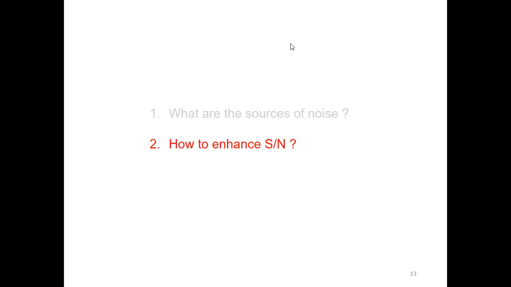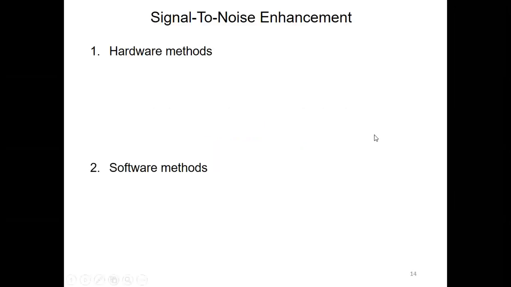All right. So now let's see how to enhance the signal to noise ratio. What are the methods available to enhance it? There are two types of methods, hardware methods and software methods, to enhance the signal to noise ratio.